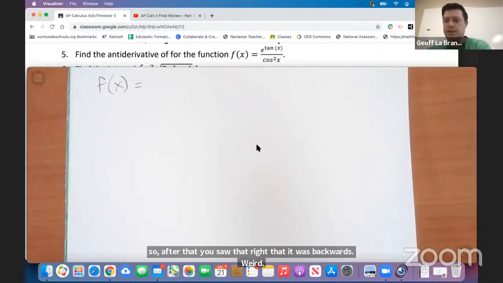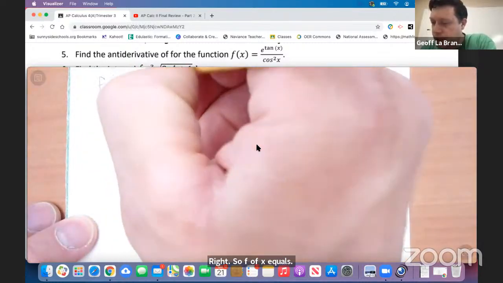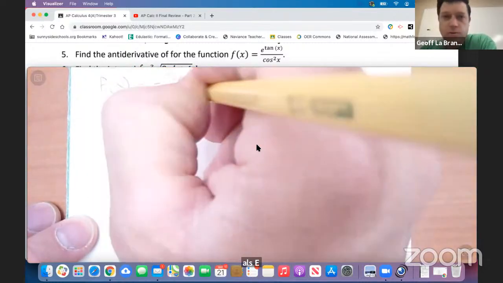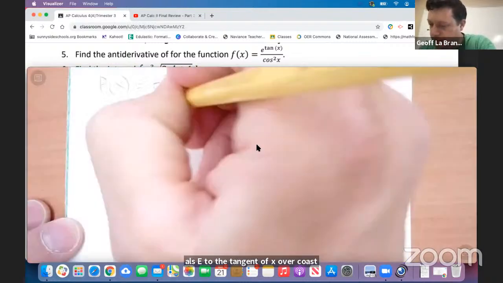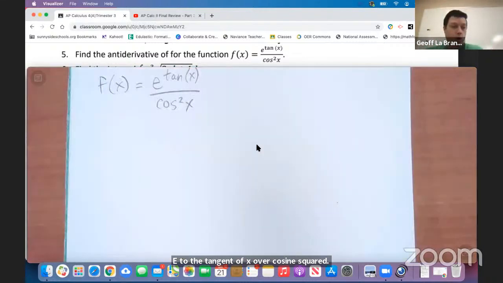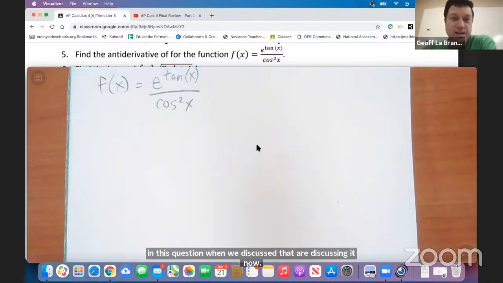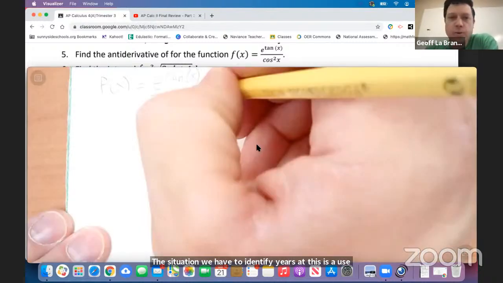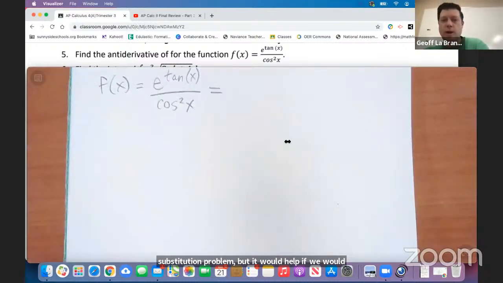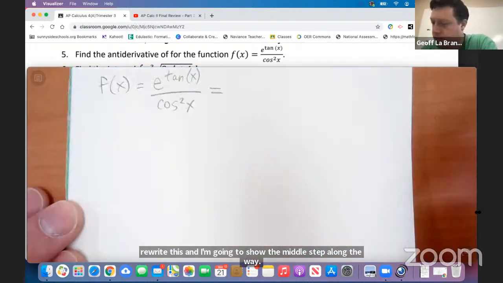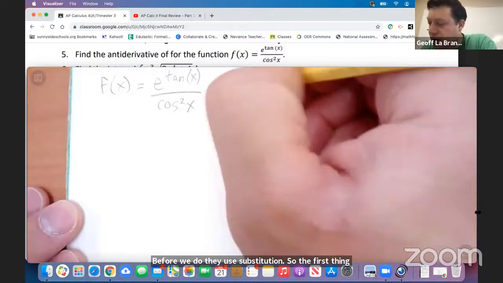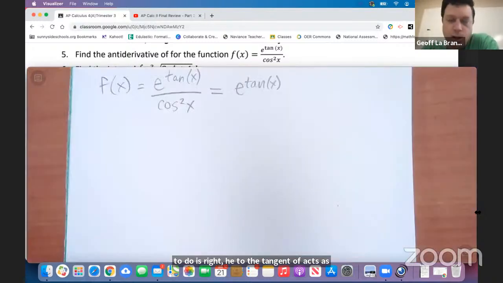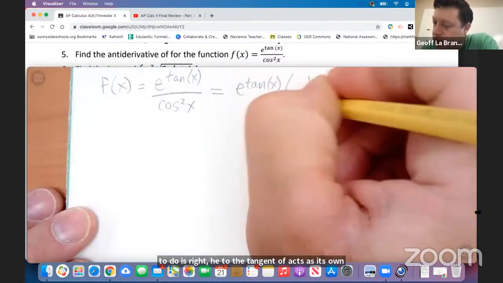All right, so f of x equals e to the tangent of x over cosine squared. In this question, the situation we have to identify is that this is a u substitution problem, but it would help if we rewrite this. I'm going to show the middle step before we do the u substitution. First, I'm going to write e to the tangent of x as its own factor, and then 1 over cosine squared x.